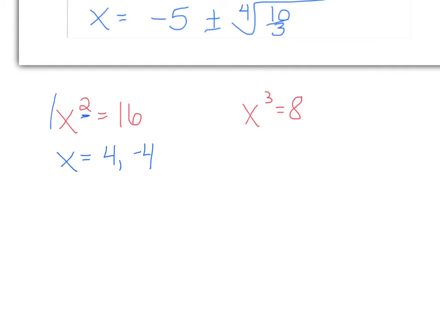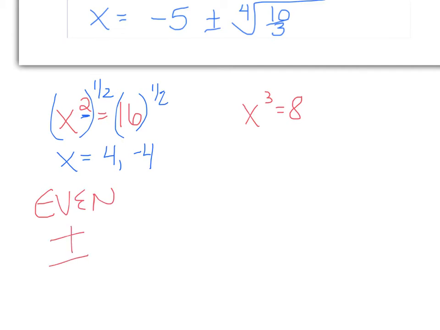So with our new topic of rational exponents, what we did was we raised both sides to the 1/2. That's an even denominator. So if you have an even denominator, you must have plus or minus.